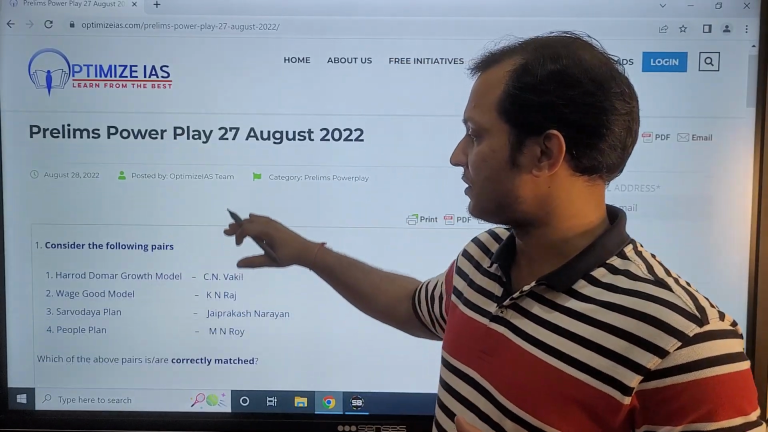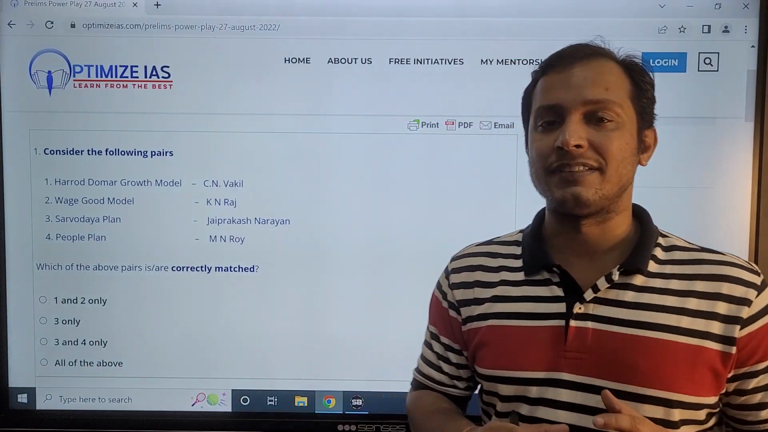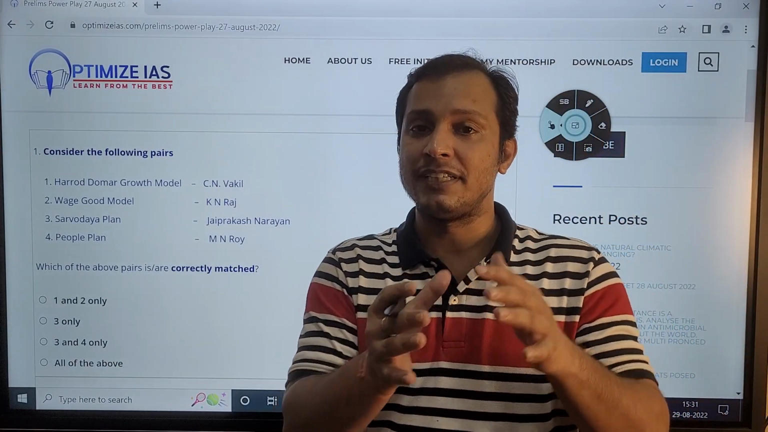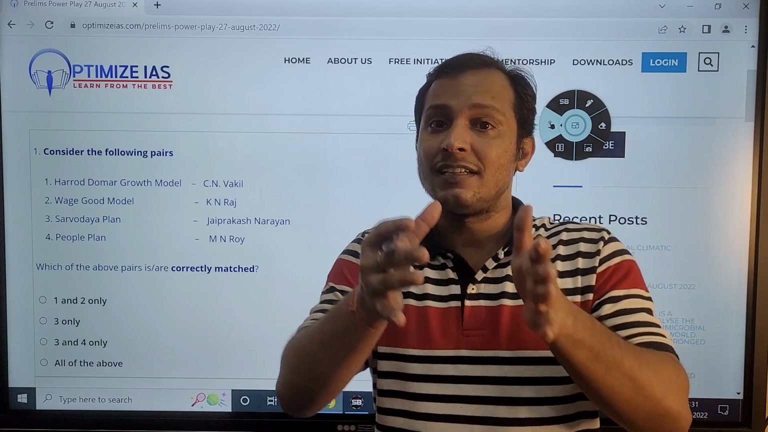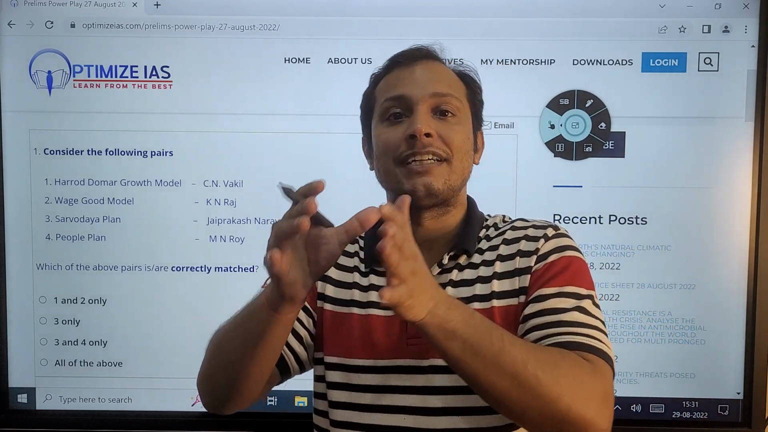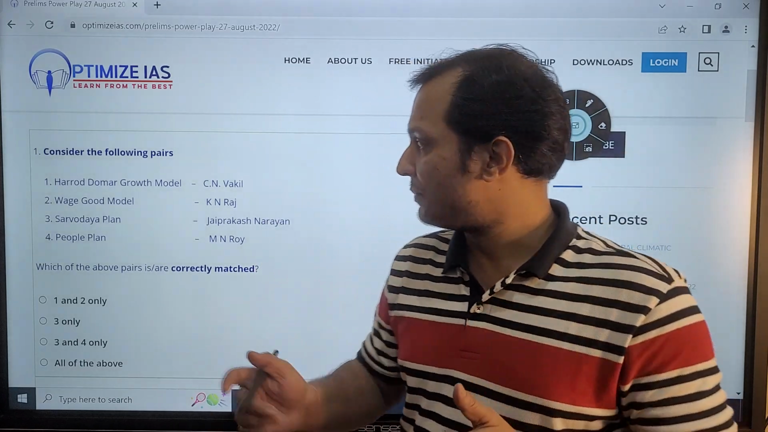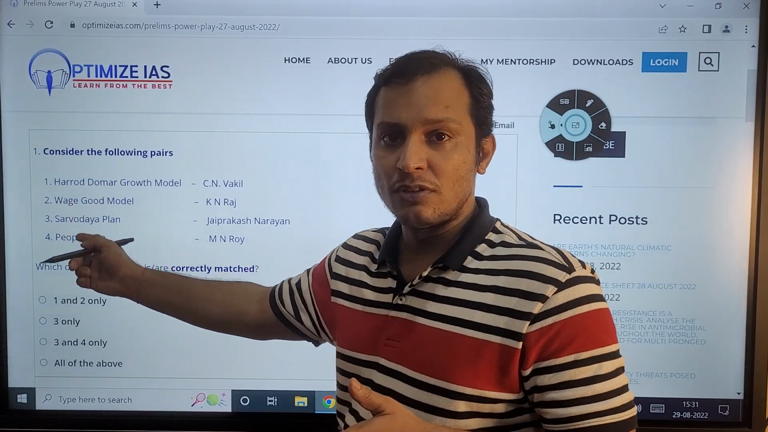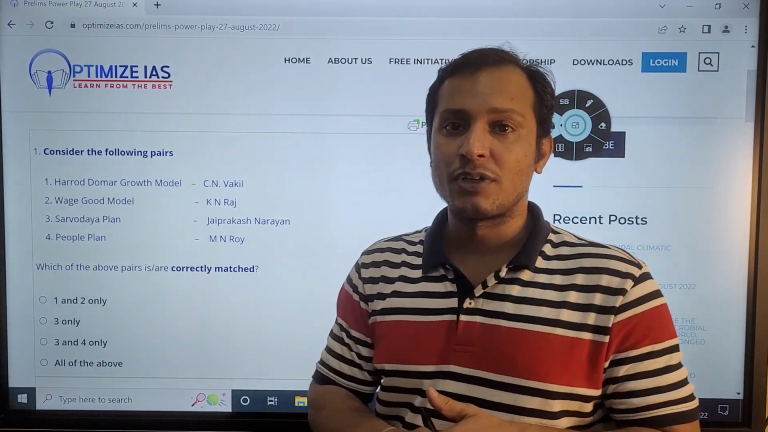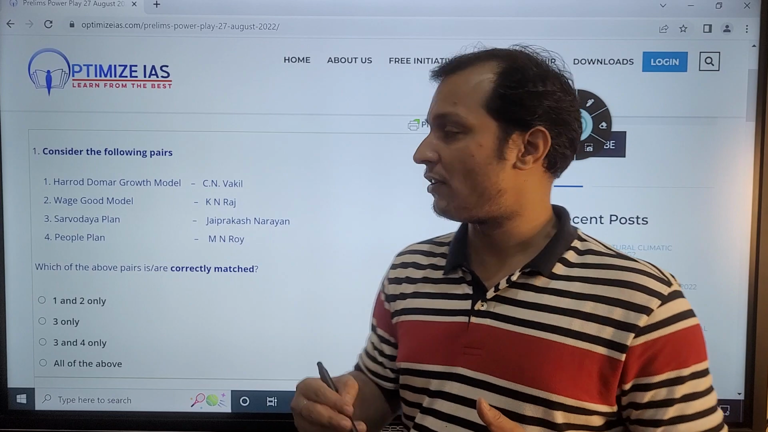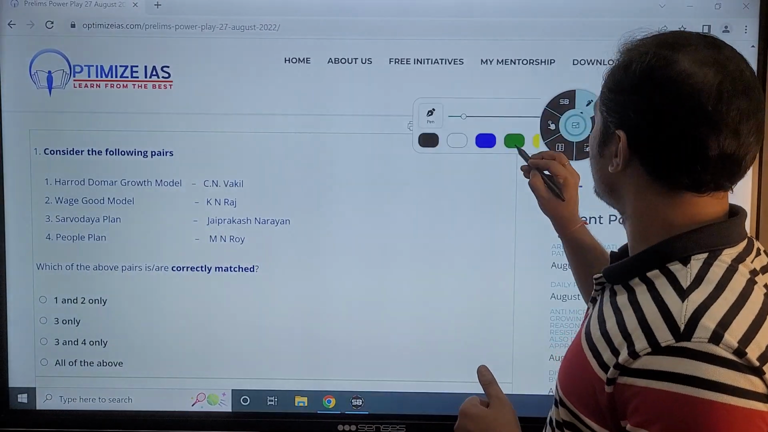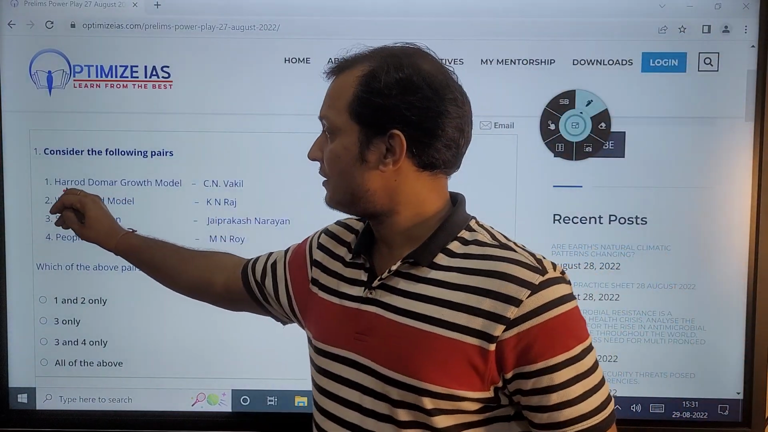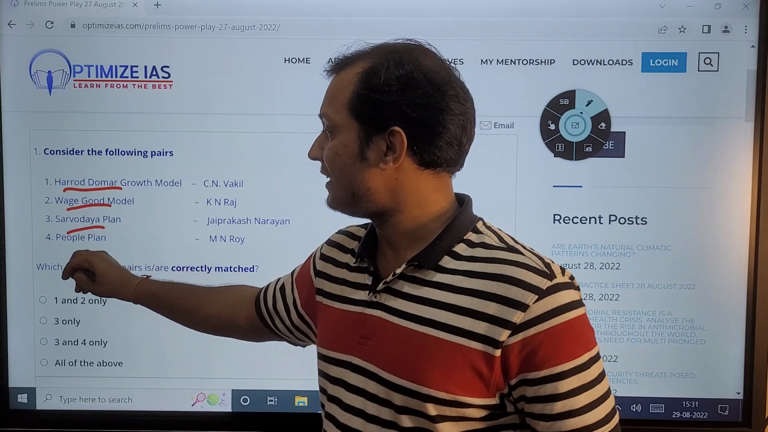Let us read the first question. The first question is on basically matching the pair between economic growth model and the economists who have recommended that model. So briefly I will tell you what these strategies were, and we'll try to solve this question, because I hope that a few of you may not know what these strategies were. And why did I frame this question?